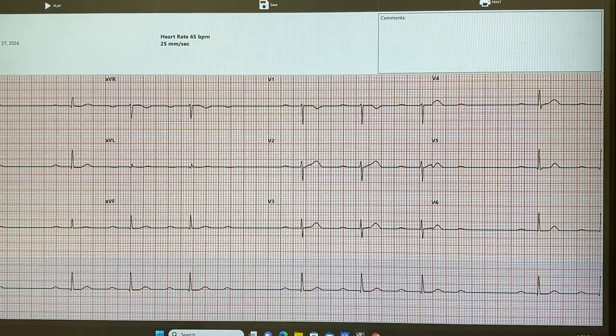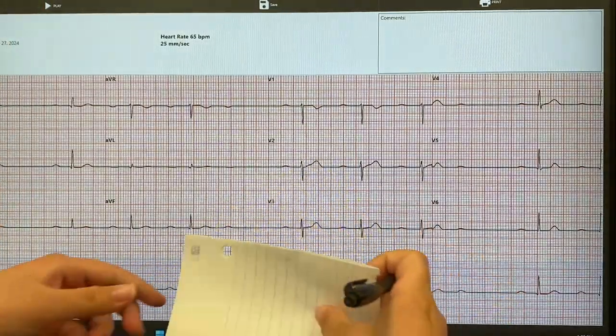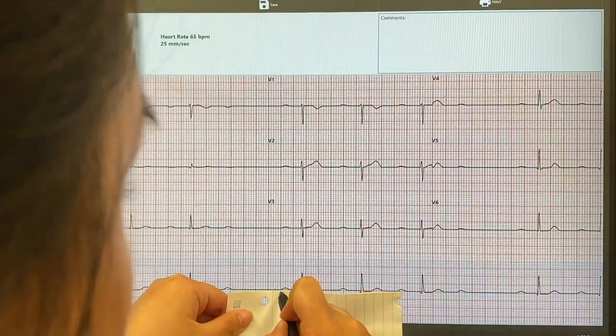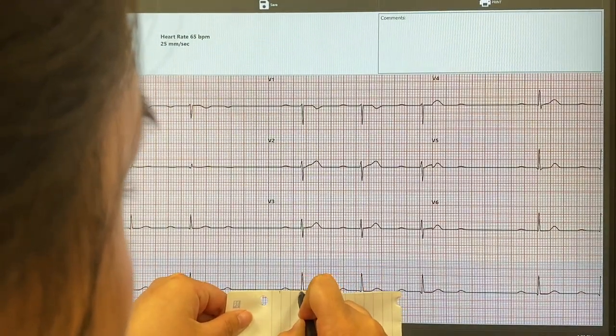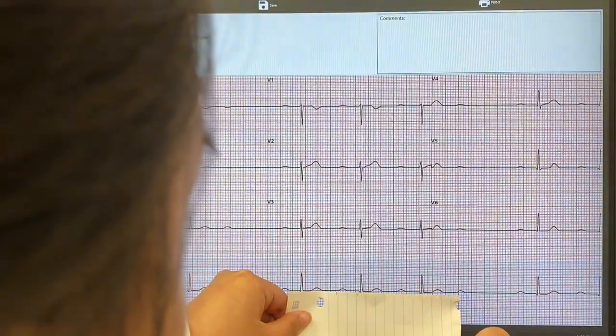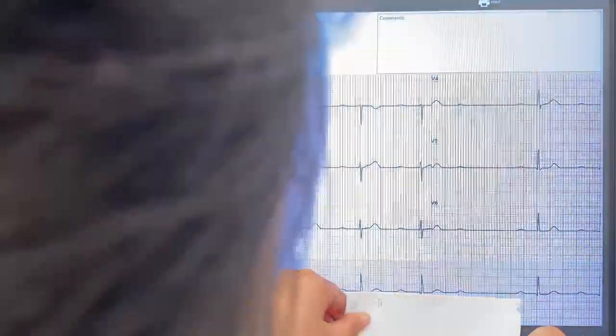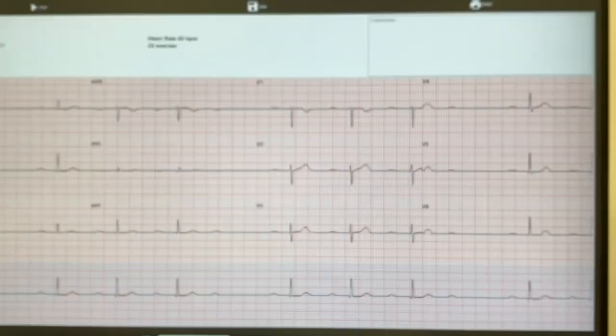we said that the PR is prolonged and it's consistent. Let's see here. Prolongs progressively, QRS drop. Can you measure these three PR intervals for me again, from the beginning of the P to the beginning of the QRS complex? Now march it out again for me. Okay, next one. They're all the same? Yes, consistent. And that one is consistent as well.